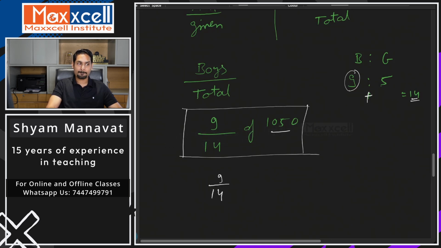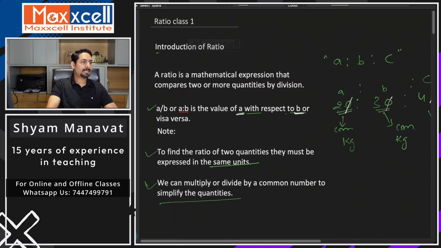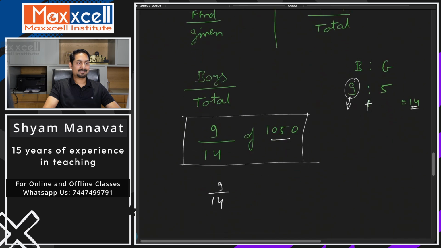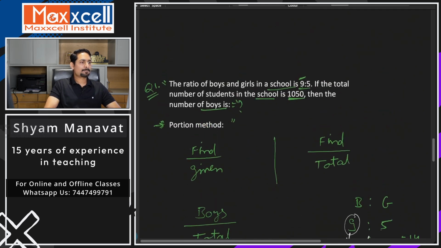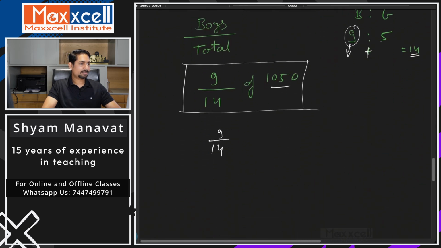We can't say only 9, because 9:5 is a ratio, and a ratio is a comparison of two or more quantities. So we can say the boys are 9 only when the total portion we count is 14. Like Anu receives 3 portions when Balu receives 5, out of 8. Please try to link this with the example.